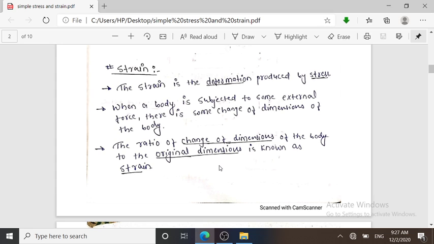The strain is produced due to the action of the stress. So when a body is subjected to external load, there must be some change of dimension of the deformable body. Either we can see it with our naked eyes or not, but there may be microscopic level changes. So the change in dimension of the body by the original dimension is nothing but a strain.